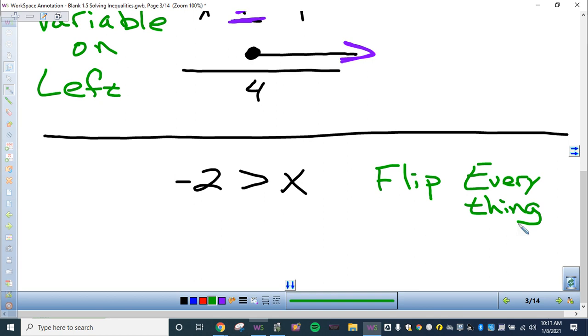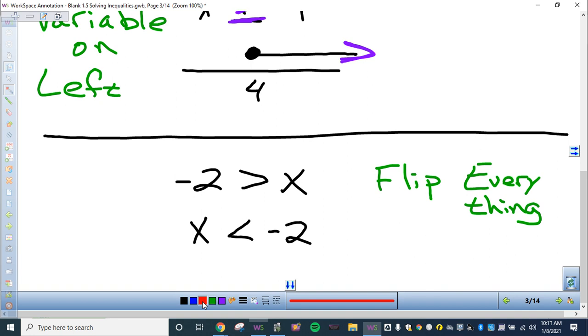Okay, when we flip everything, here's what I mean. We take the x that was on the right, put it on the left. We take the inequality that was a greater, we make it a less. The -2 is on the left side, we move it over to the right side. I flipped everything. Okay? So that works for some people, flip everything, they get it. Others are like, yeah, that doesn't work for my brain.